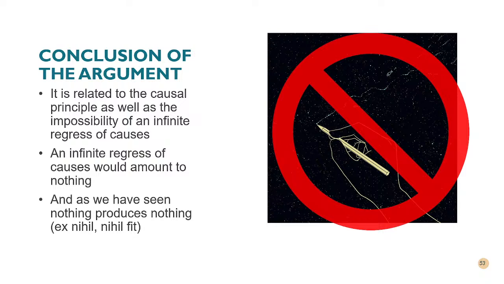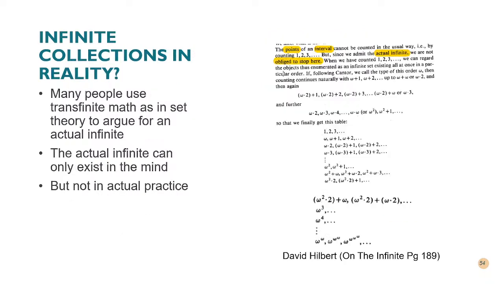So what this argument shows is that it is related to the causal principle, as well as the impossibility of an infinite regress of causes. An infinite regress of causes would amount to nothing, and as we have seen, nothing produces nothing. So for that reason, you can't have an infinite collection in reality. Many people use transfinite math, as in set theory, to argue for an actual infinite. And the thing is that an actual infinite can exist in the mind. It's something we can conceive of, but it's something that can't actually exist metaphysically. And as we will see in, I think it might be a slide or two, there are many things that we can conceive or imagine in the mind, but that cannot actually exist metaphysically in the real world.